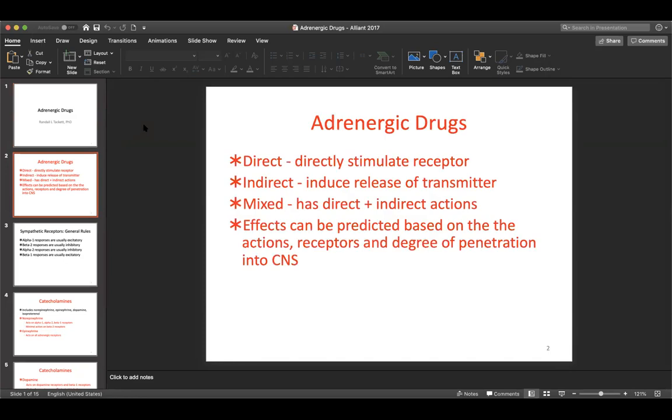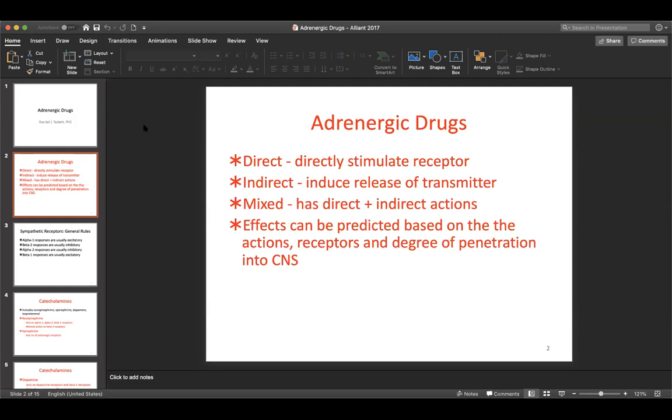So with the adrenergic drugs, it's going to be very similar to what we did with the cholinergics. We have one other variation here. We have direct agents, which bind directly to the receptor. Just like with the cholinergics, the difference is the adrenergic drugs are going to bind to an alpha-1, alpha-2, beta-1, or beta-2, or a combination of those, whereas with the cholinergics, we were dealing with the muscarinic, nicotinic M, and nicotinic G.